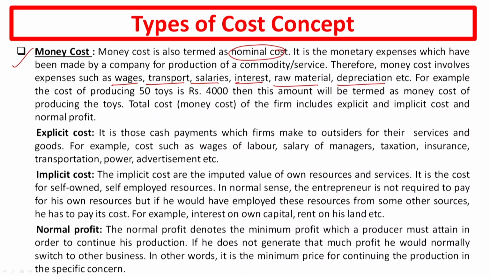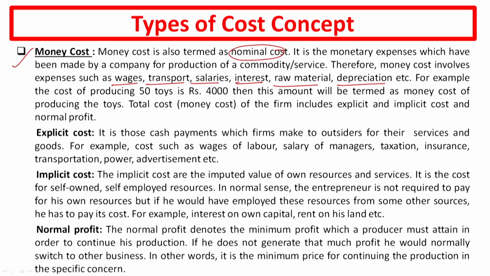That means just think about all those materials required for producing the commodity efficiently, all that enters and becomes part of money cost. For example, suppose I need to actually produce a pen, so the producing cost of that pen is the money cost of that pen. For example, the cost of producing the pen is 10 rupees. So 10 is the money cost.